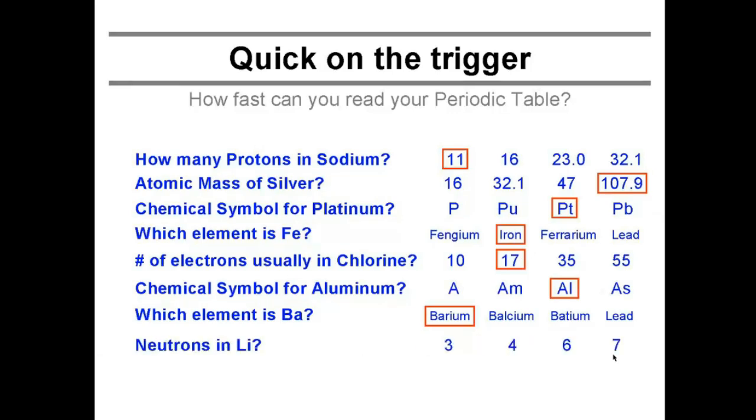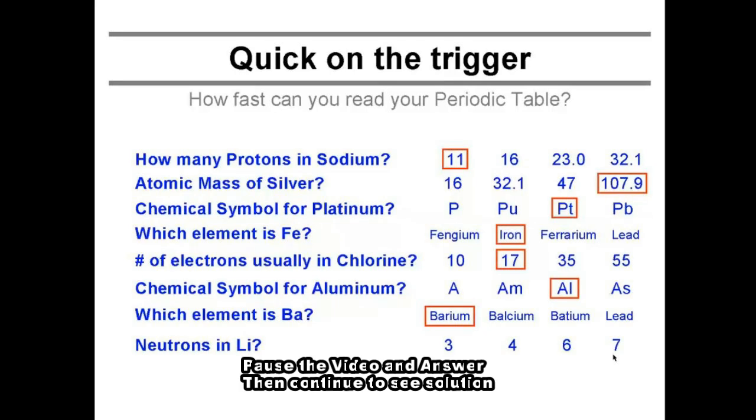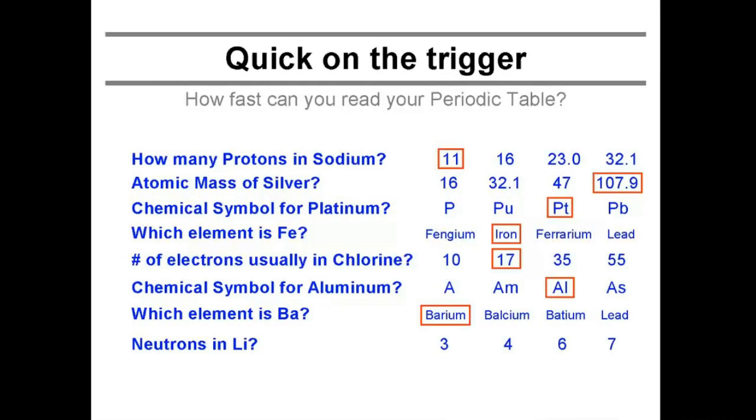Oh, there's something else. Neutrons in lithium. Let's try to figure this one out. I'll give you a few seconds here. Okay, remember how to do this? Atomic mass, round it. Atomic number, take the difference, and you should come up with a 4. All right, good.